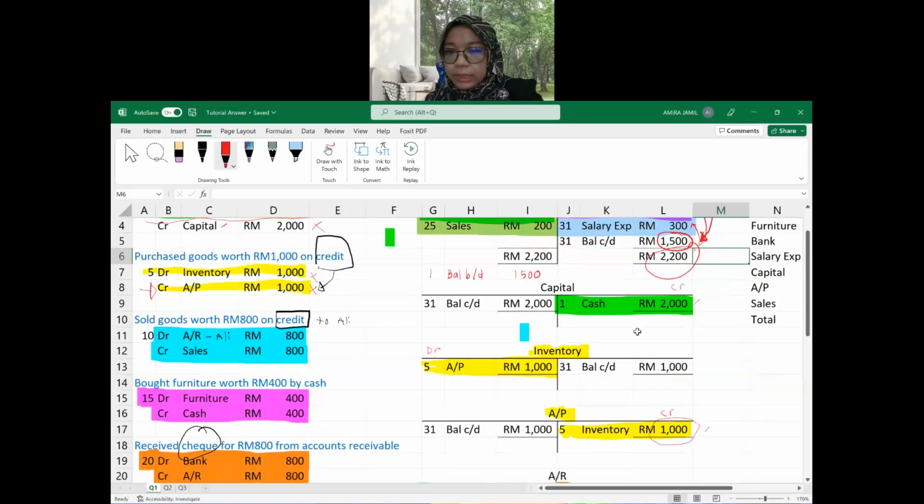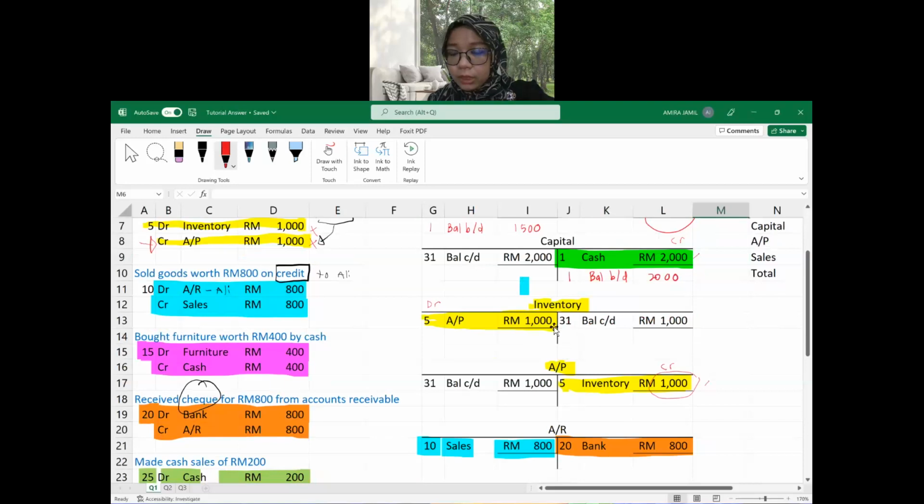Okay, and then the next account is capital account. Capital account we have just one transaction, cash 2,000. So balance CD is quite straightforward, 2,000. So kita transfer balance BD here 2,000. Okay.